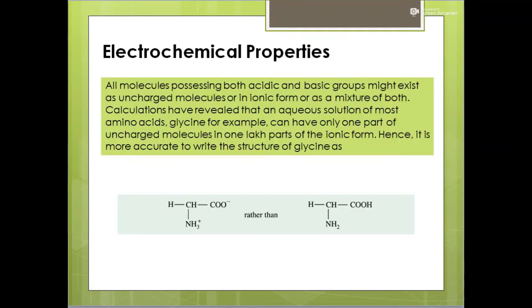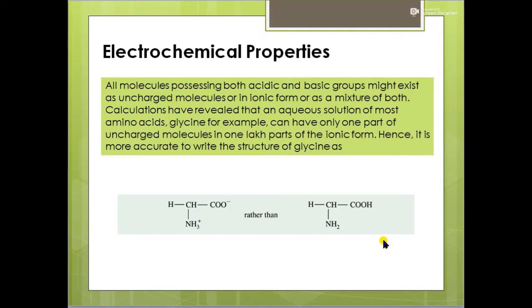Okay, now we're going to talk about the electrochemical properties of amino acids. We all know that molecules possessing both acidic and basic groups might exist as uncharged molecules, in ionic forms, or as a mixture of both. And calculations have revealed that in an aqueous solution, most of the amino acids, for example glycine, mainly occur in ionic forms rather than in the non-ionic form.